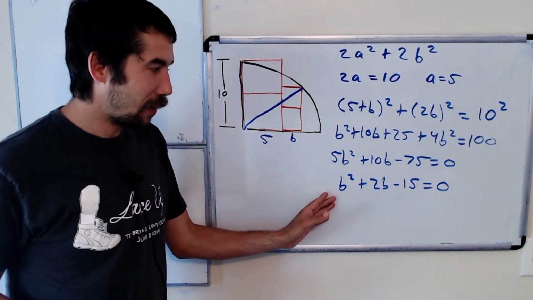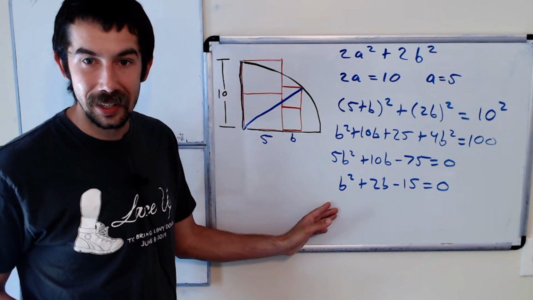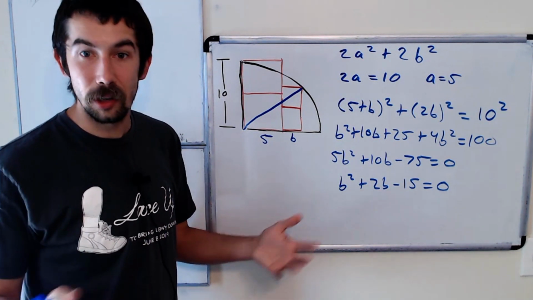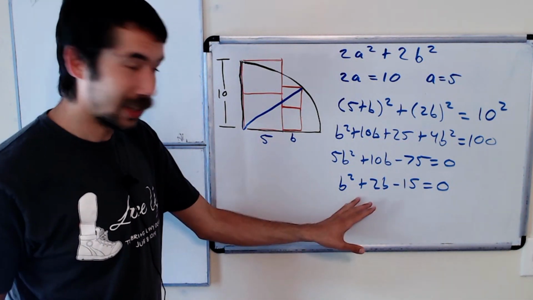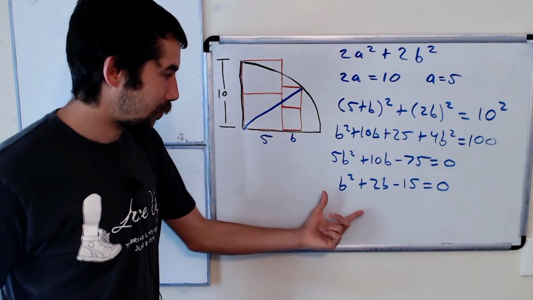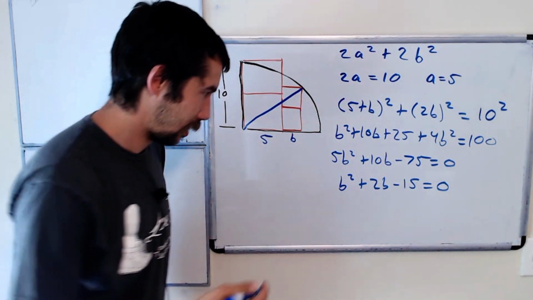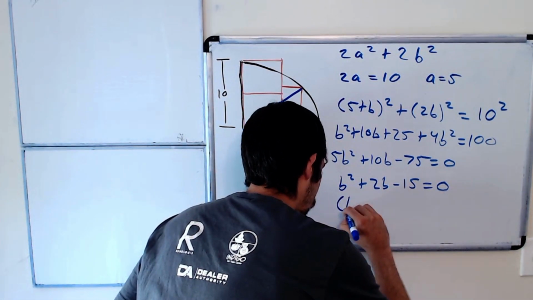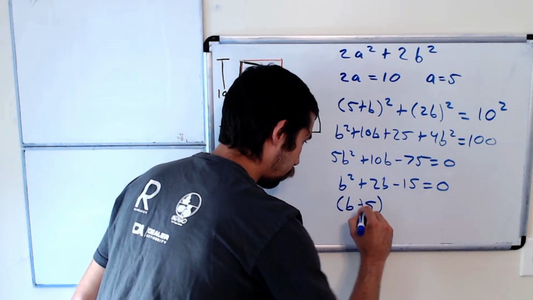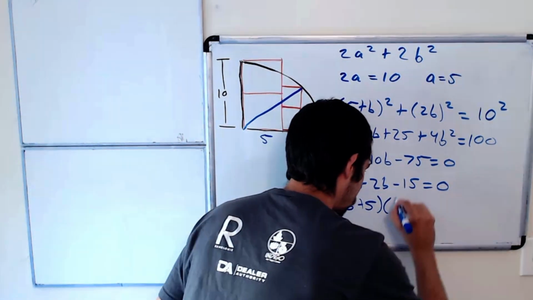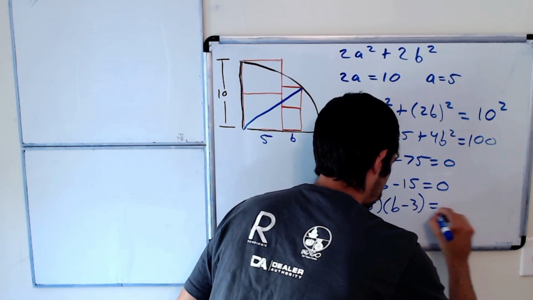Okay? And now what do we have here? We have a quadratic. So we could solve this using the quadratic formula, or we could take a look at it and let's just factor it. Okay, so let's factor this. This factors to b plus 5 times b minus 3, and it's equal to 0.